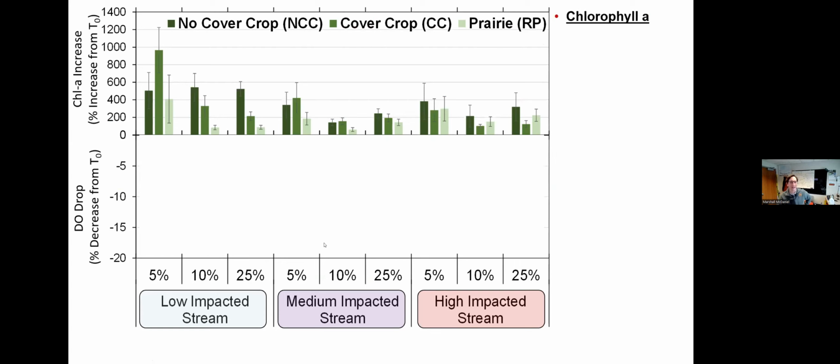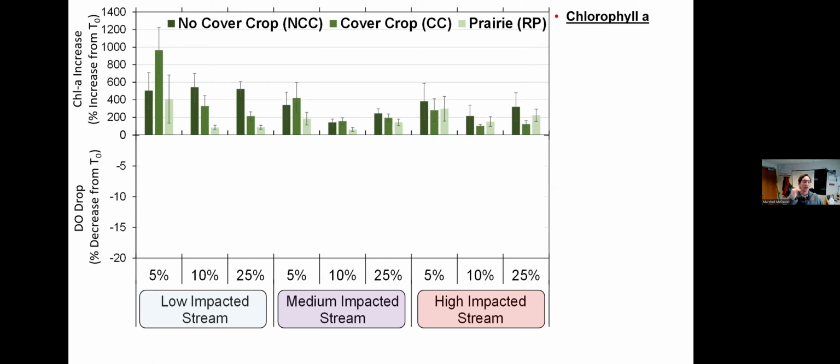But now I see it, hopefully that wasn't blocking anything important from the previous slides. So on the top is the chlorophyll A increase. So this is the percent change from T0 to T14, or 2 weeks later. Below, I'm going to unveil that in a moment, the drop in dissolved oxygen.